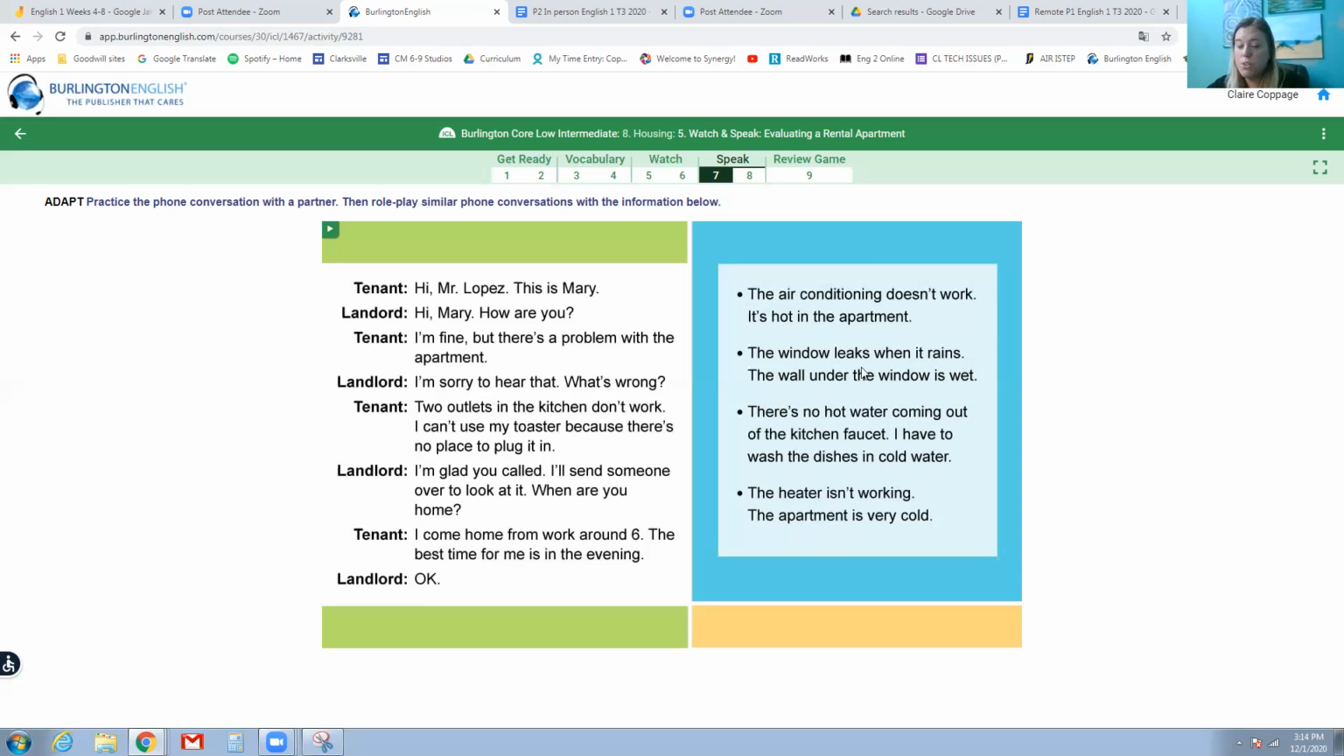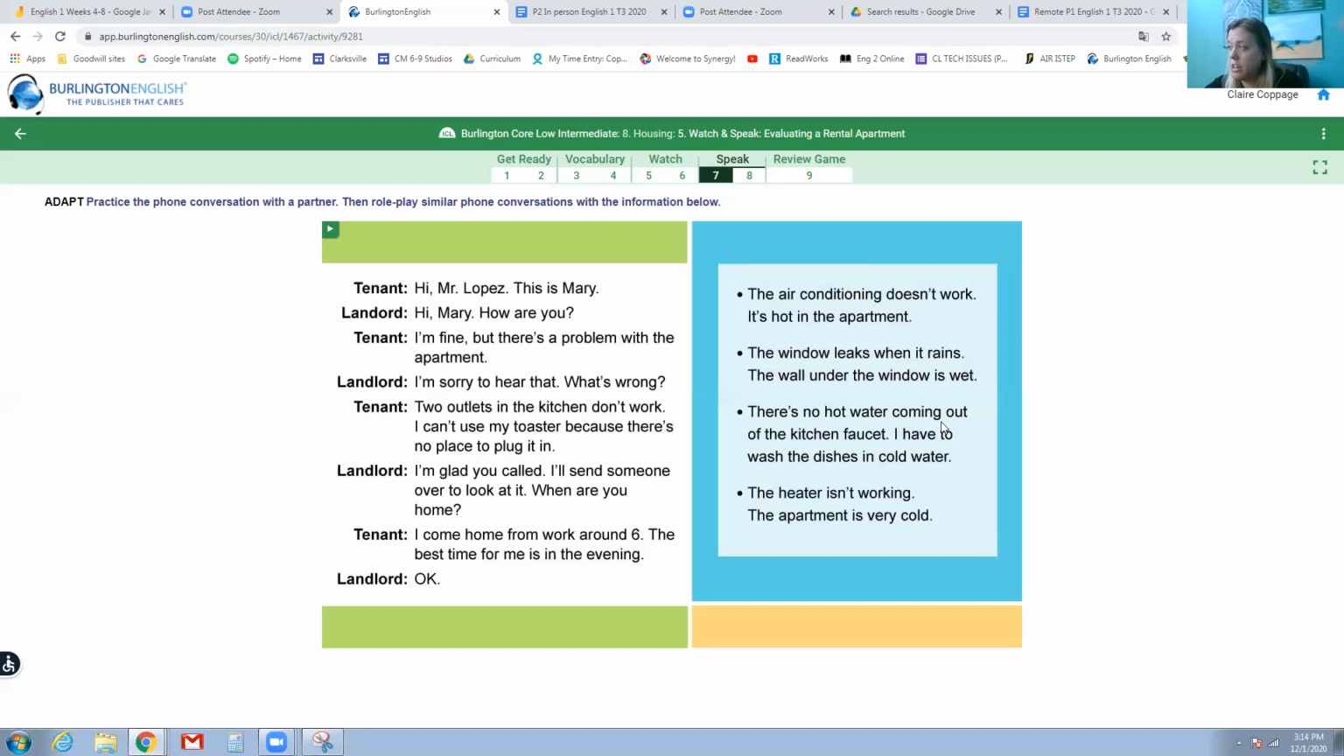Notice here the word leaks is in the form of a verb, to leak. We learned the noun version earlier. If something has a leak, it can be in the form of a noun as well.